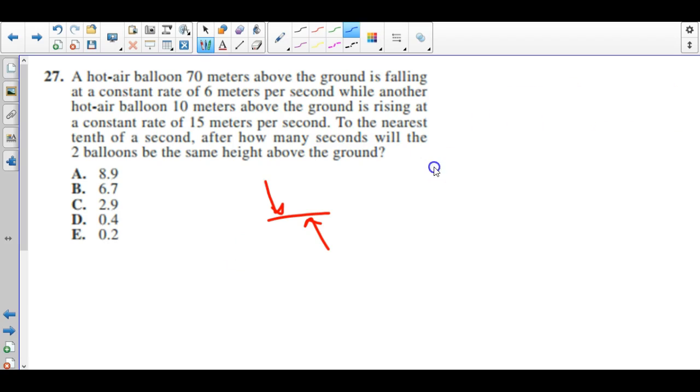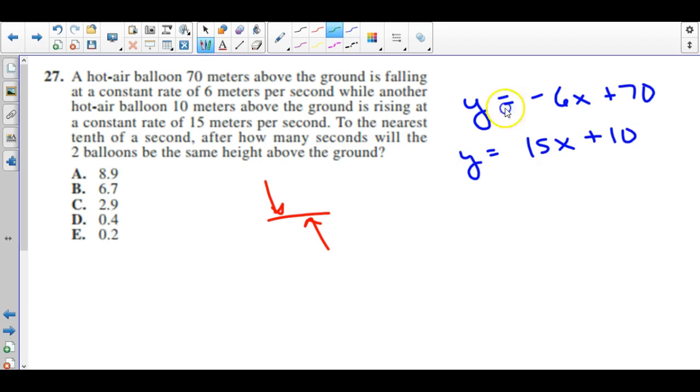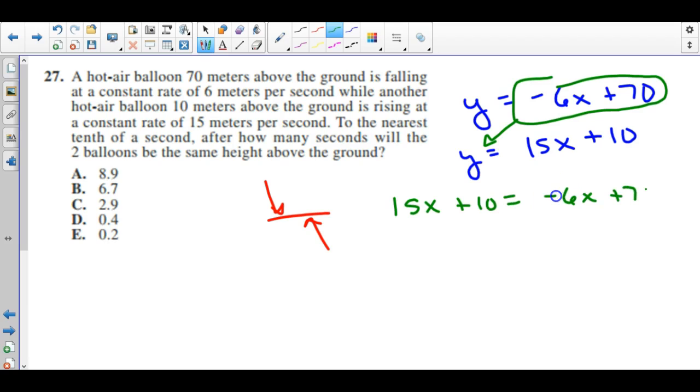So these are going to be two linear equations that I'm going to write in slope-intercept form. The first one, I'm going to say y equals negative 6x plus 70, because that one is dropping at 6 meters per second, but it's starting 70 meters up. The other one is rising 15 meters per second and starting 10 meters above the ground. And we want to know when they're going to be equal. So I'm just going to substitute this value in for y, since it is what y is equal to. So I'm essentially setting the equations equal, and then you're going to solve.